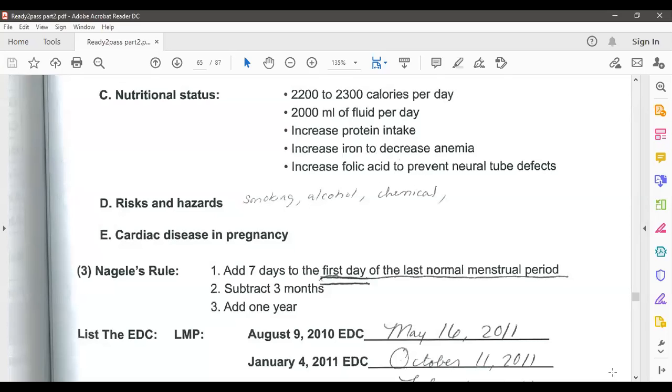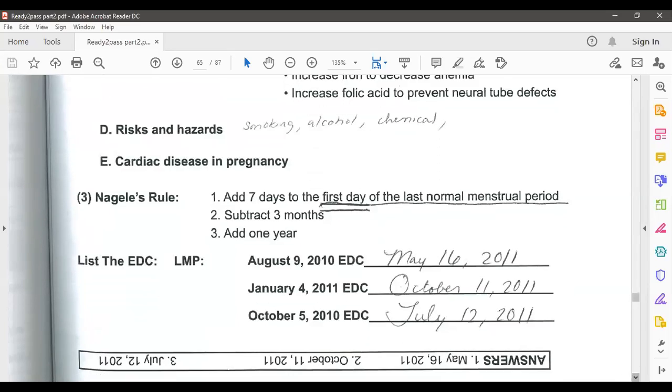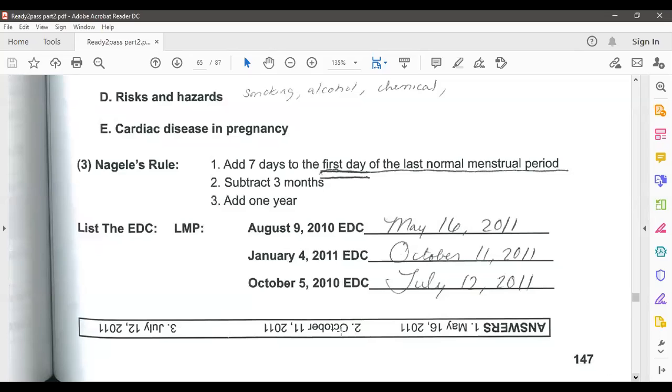So sometimes we need to know how to calculate the expected date of delivery. We have to calculate the expected date of delivery by Naegele's rule, right? Naegele's rule. So basically, this rule is applicable if the mother has a regular menstruation period.